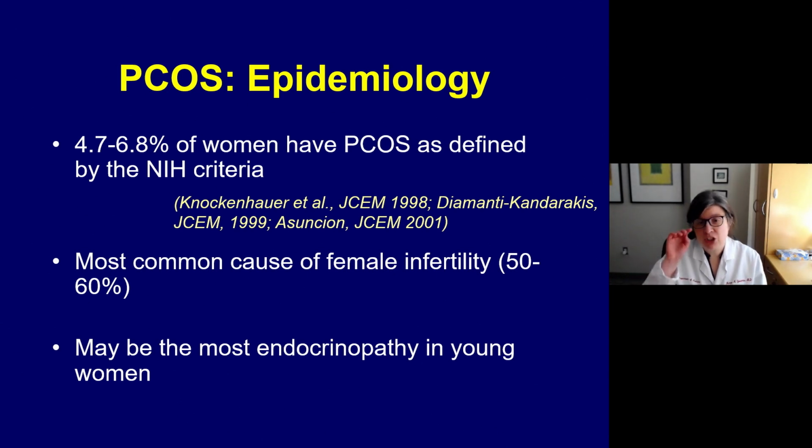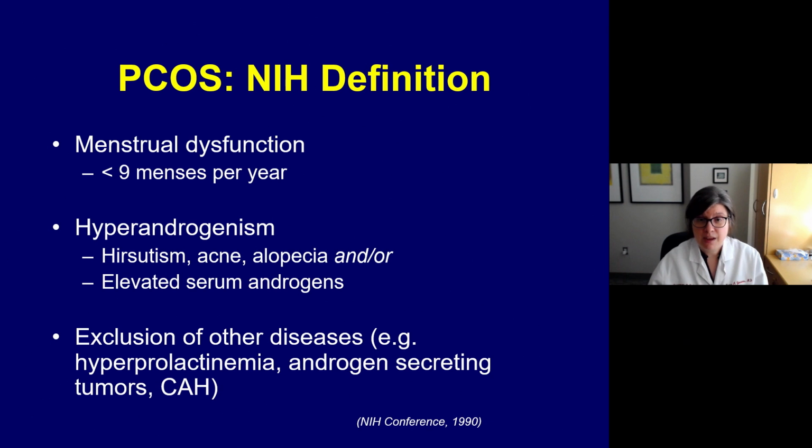In terms of epidemiology, it's extremely common, as we have discussed. 5 to 7% of women will have PCOS as defined by the traditional definition by the NIH. It's probably the most common cause of female infertility, accounting for 50 to 60% of cases. And many do feel it is the most common endocrinopathy in young women. The traditional definition, which many of us may remember, includes irregular periods and hyperandrogenism, either clinical or biochemical. And if you exclude other diseases, you make the diagnosis. This is the older definition that was used, especially for some of the epidemiology studies.